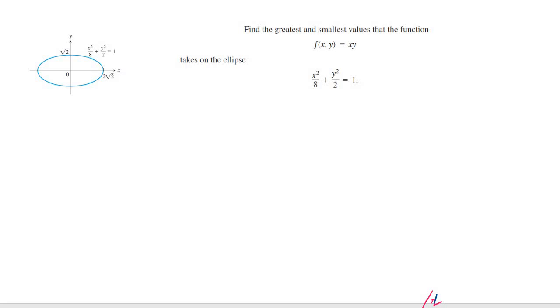This question says, let's find the greatest and smallest values, that's the minimum and maximum. These are also known as critical points, as you know. Critical points of the function f(x, y) = xy, and the constraint is an ellipse. This is the function, and this is the constraint.